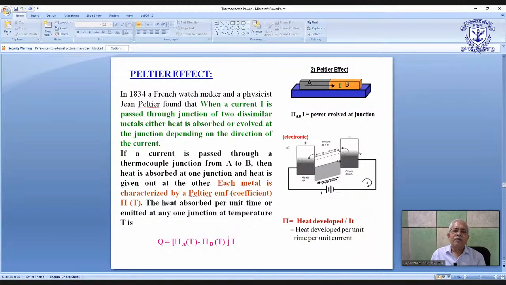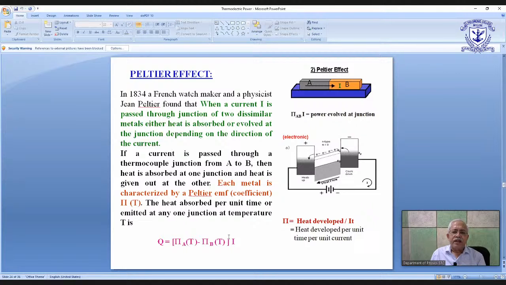But if you make a junction of dissimilar metals, then at the junction, please note, at the junction, you can observe either absorption of heat from the surroundings or generation of heat at the junction, depending upon the direction of the current flow. This was what was observed by Peltier in 1834. Remember that the Seebeck effect itself was discovered a little earlier than this.